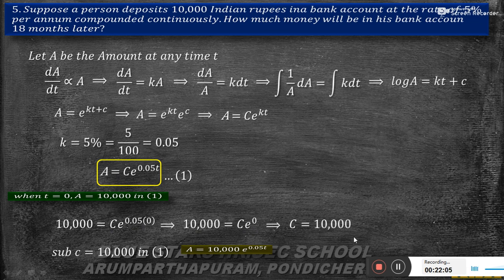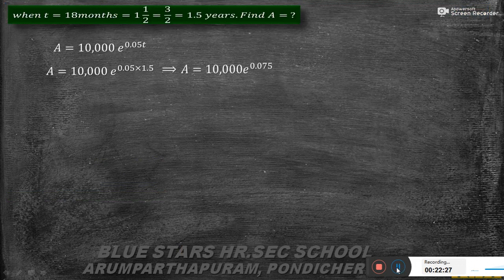So I substitute C equal to 10,000 in equation number 1. This is equation number 1. So A equal to 10,000 into e power 0.05 into t. Next they ask about 18 months. So in the next step I substitute t equal to 18 months, which means 1.5 years. 1.5 years means 3 by 2.